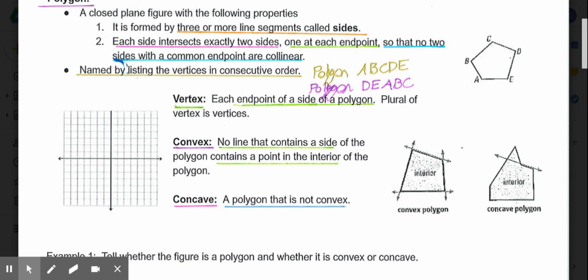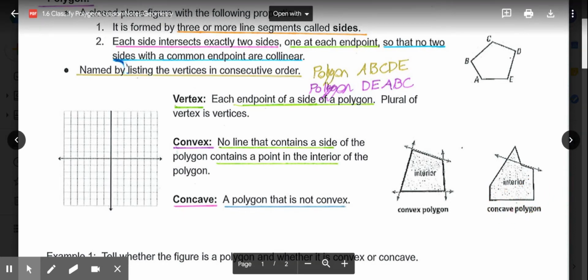A concave polygon is any polygon that's not convex. So any polygon where if we extend the sides forever, making them lines, if one of those lines cuts through the inside of our polygon or the interior, then it is concave. So if we look at our second example here, this little side, when we extend it into a line, it cuts through the interior right here. So that would be a concave polygon.